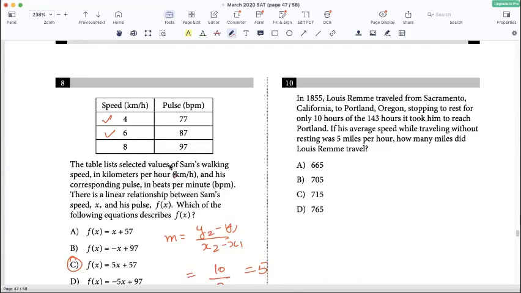Okay, so he basically traveled for 133 hours, right? Because of the total of 143 hours, he only rested for 10 hours. And his speed was 5 miles per hour. So the total distance that he traveled is 133 into 5. 5 carry 1, 66. So 665 miles.